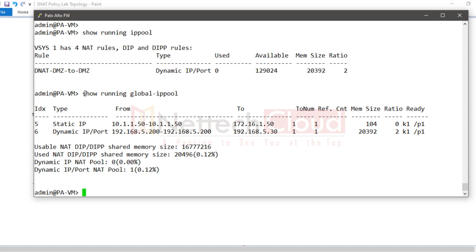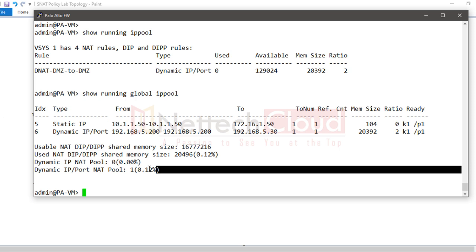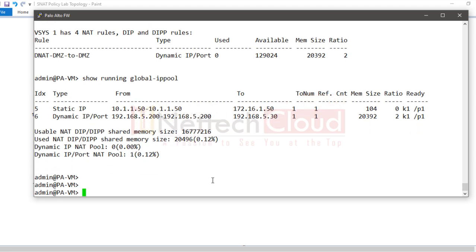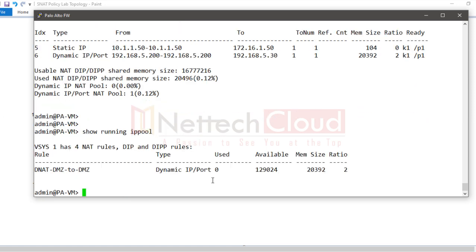So the other command here is show running global IP pool. So you can check the range here, like the dynamic IP, and then here also there is another dynamic IP and port. You can check the size and total number, and just like dynamic IP and port, 0.12% only.